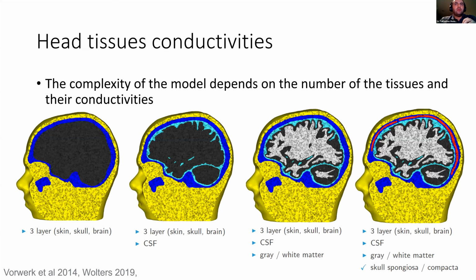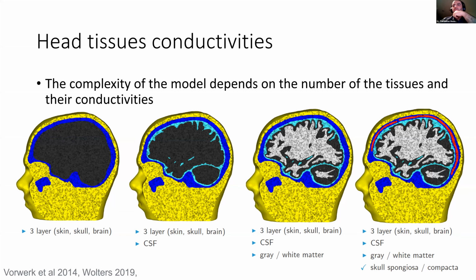Here is a quick overview of the complexity of the model. As I said before, we can use a simple model with 3 layers, so only the brain, skull, and scalp. We can also add more complexity to the model, and adding more complexity, we add more tissues. For example, here we have skin, skull, and brain. Here we add the CSF in light blue. And then in that one, we separate the gray and the white matter, so we can see there are now 5 tissues.